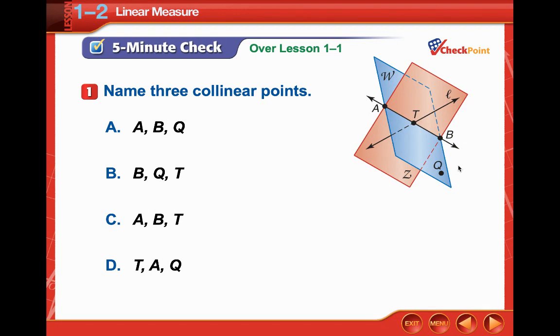All right, hopefully you paused the video and were able to figure out the correct answer. Name 3 collinear points. The answer is A, B, T. As you can see, A, T, and B are all on this same line. Collinear means co, together. Linear means line. That means they're together on the same line. ATB. BQT, Q is not on the line, so all the answers with Q are incorrect. Hopefully you got that correct.